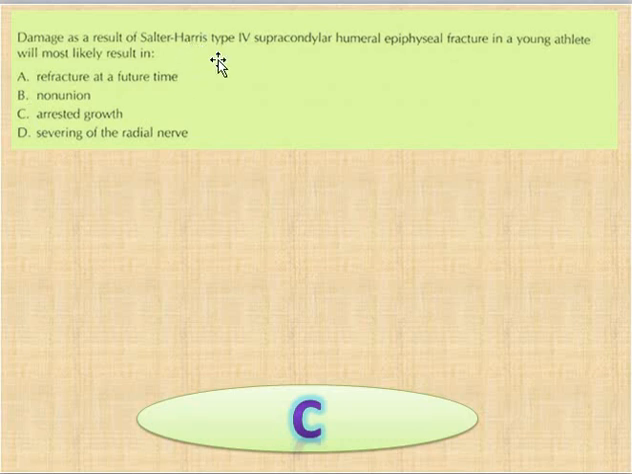Damage as a result of a Salter-Harris type 4 supracondylar humeral epiphyseal fracture in a young athlete will most likely result in option A, refracture at a future time, B, non-union, C, arrested growth, D, severing of the radial nerve, and the correct option is C, arrested growth.